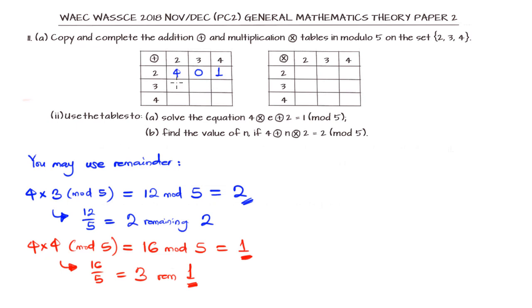It will constitute 1 under mod 5. 2 and 3 again is 0. 3 and 3 is 6, which is 1. 3 and 4 is 7, and that will be 2 under mod 5. 2 and 4 is 6, that will be 1. 3 and 4 is 7, that will be 2. 4 and 4 is 8, that will be 3 under modulo 5.